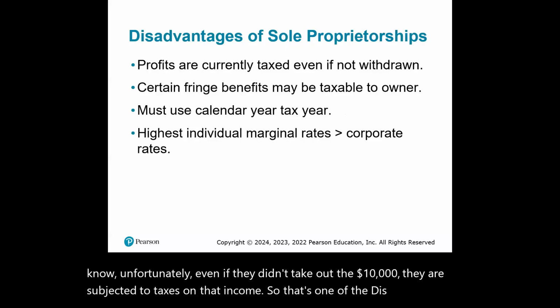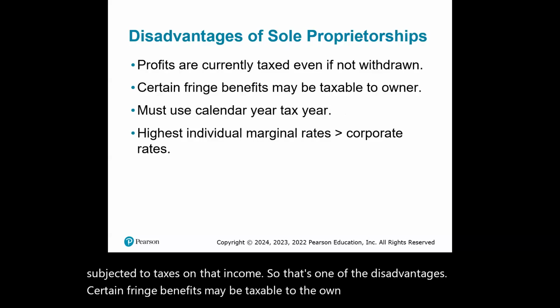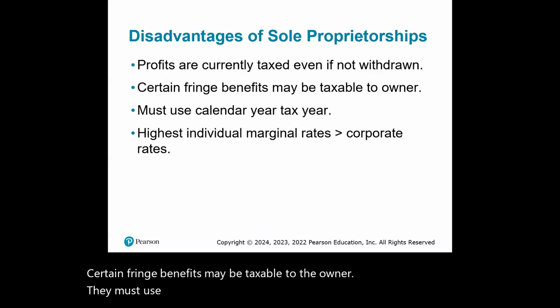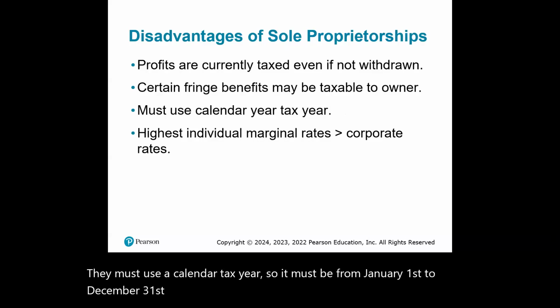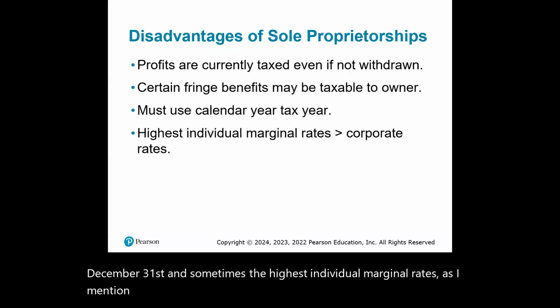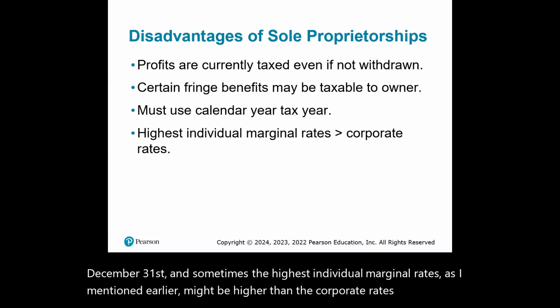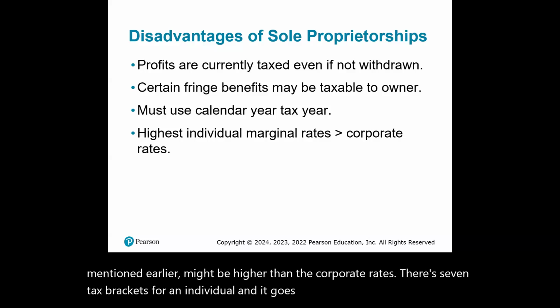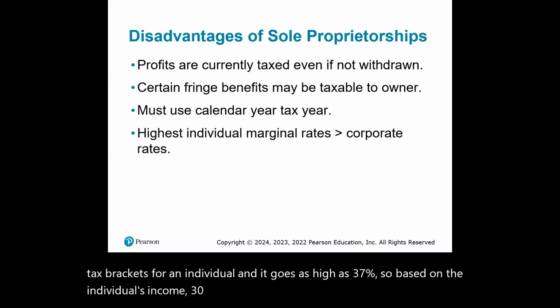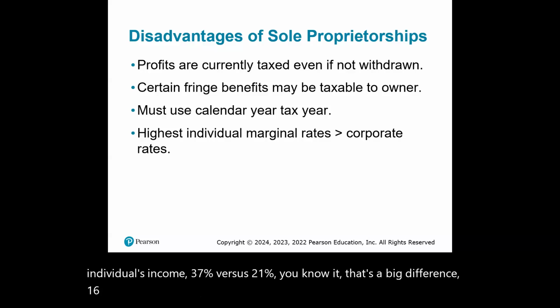Certain fringe benefits may be taxable to the owner. They must use a calendar tax year, so it must be from January 1st to December 31st. And sometimes the highest individual marginal rates, as I mentioned earlier, might be higher than the corporate rates. There's 7 tax brackets for an individual, and it goes as high as 37%. So based on the individual's income, 37% versus 21%, that's a big difference, 16%, right? So it's a big difference.